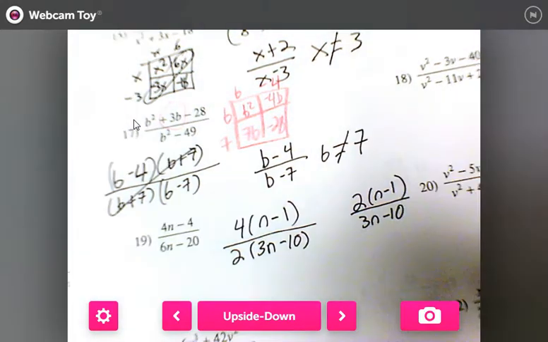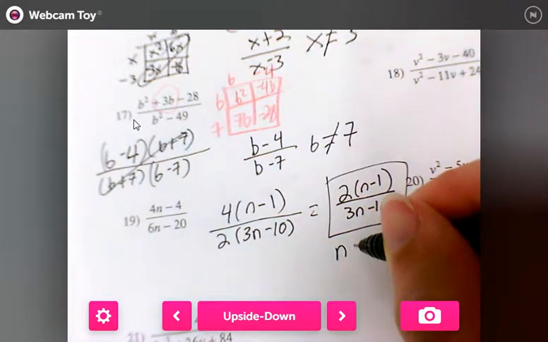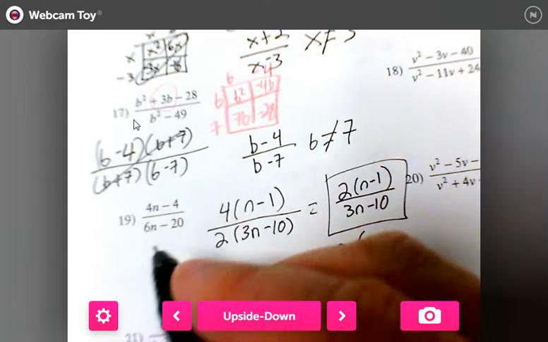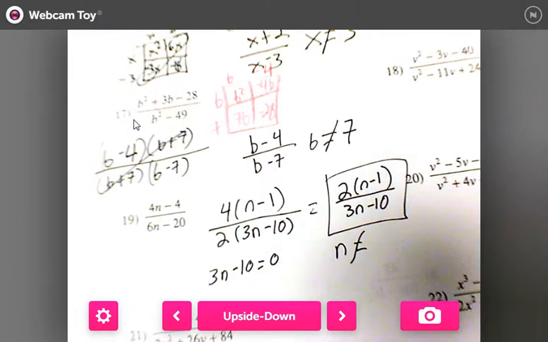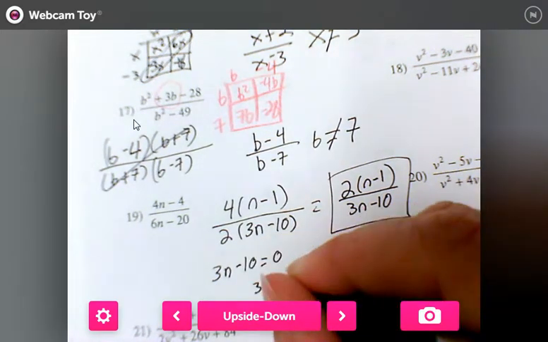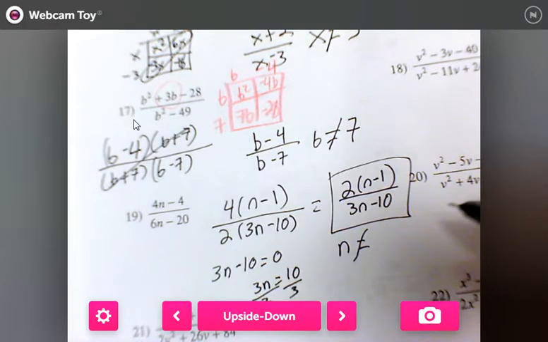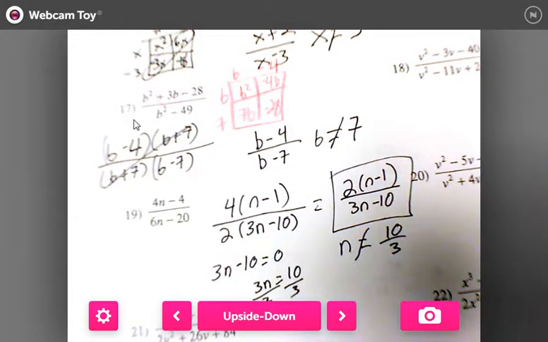Okay, now this one's hard, because I want to figure out what n can't be. But it's not 10, right? Because 3 times 10 is 30. 30 minus 10 is 20. So I want 3n minus 10 to equal 0. So the first thing I'm going to do is add 10. And then I'm going to divide by 3. So n cannot be 10 over 3. You can figure that out as a decimal if you want, or you can just leave it as a fraction. It's fine.